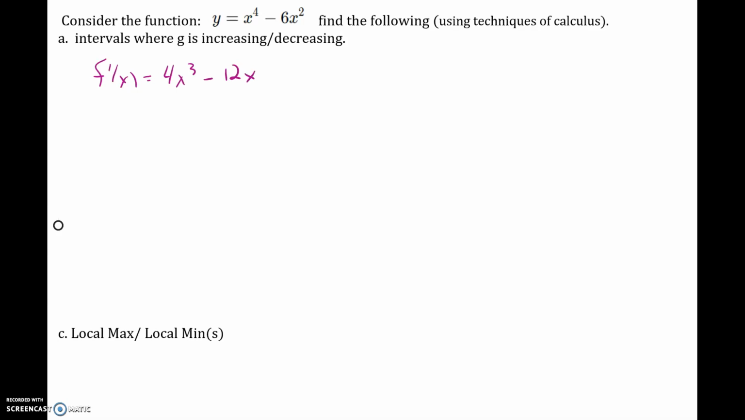Okay. If I want to know where there are potential maxes and mins, and therefore where my function changes from increasing to decreasing, I have to find what we call critical numbers by setting this first derivative to 0. I can factor that. I can factor out a 4x.